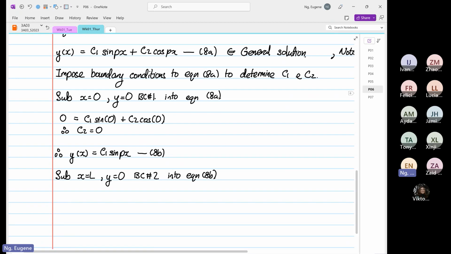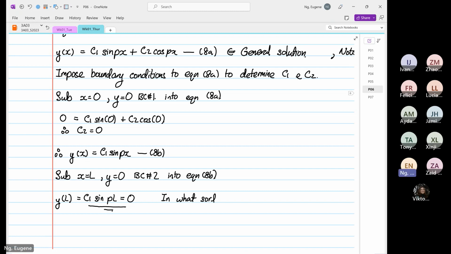So when we substitute that, y at a certain length L is equal to C1 sine PL, and the whole term will be equal to 0. Okay, so now we have to step back. What do I mean by step back? We have to satisfy this condition. We have to think, in what condition does C1 sine small p big L equal 0?